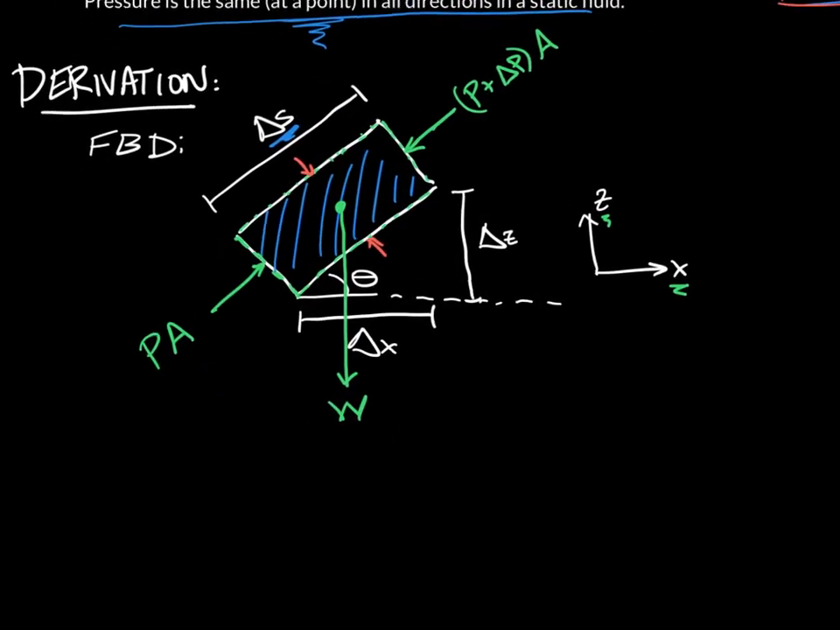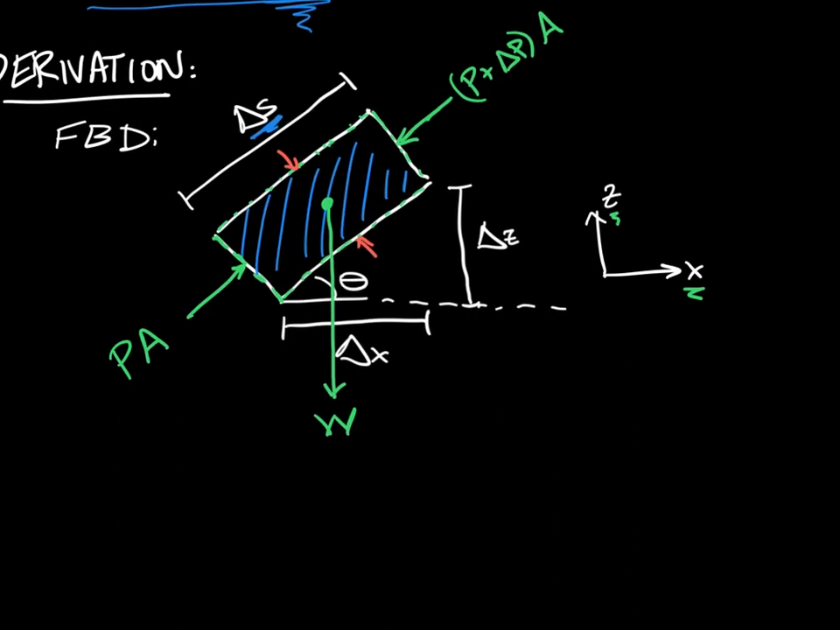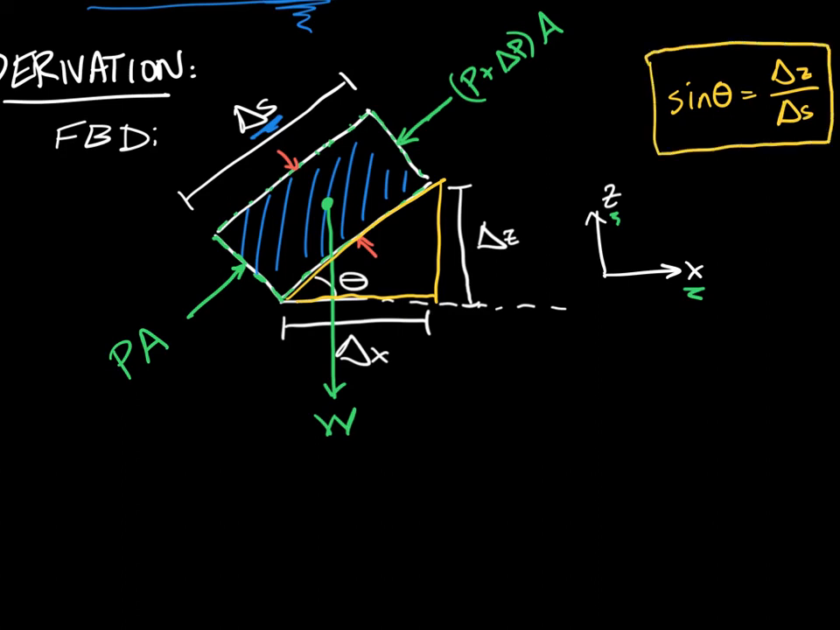Actually, before we move too far, I'm going to look at this triangle right over here. I guess I'll do it in yellow. Here's a triangle right here. Let's just note that the sine of theta is equal to the opposite, delta z, over the hypotenuse, which is delta s. I'm doing this because I know that I'm going to need that. It just kind of helps, at least it helps me anyway. So that's an aside, and we will use that shortly.